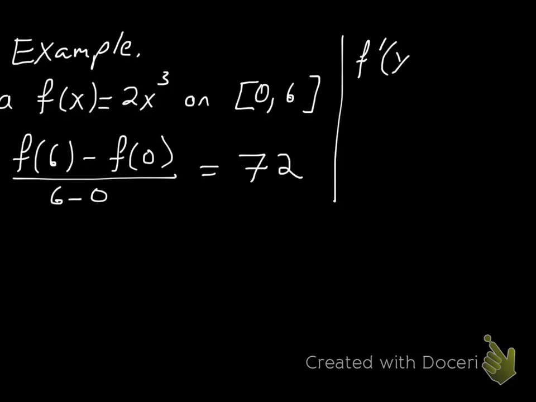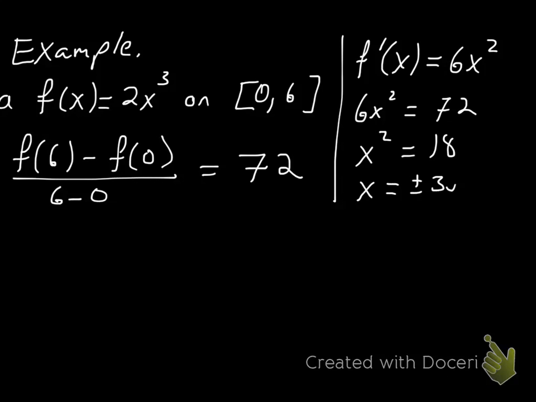That's 72. And then we're going to take our derivative, and we're going to set it equal to the slope of our secant line. So instead of setting a derivative equal to 0, that would be locating places where we have a horizontal tangent. Here we're going to be looking for a tangent line that has a slope of 72. So if we solve this, we'd divide both sides by 6, and we'd get 18.